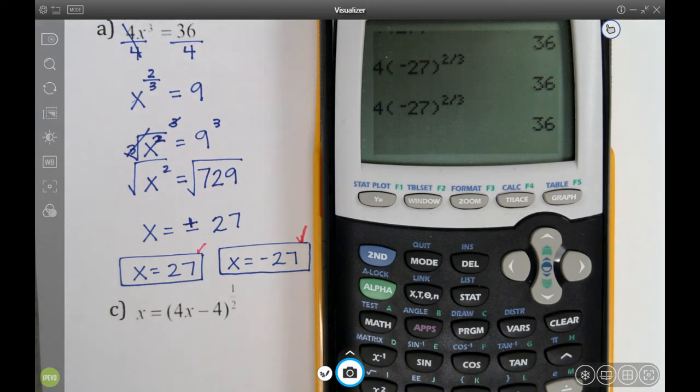Have you taken a calculator course? No, I've just learned some tips and tricks along the way. Tips and tricks.